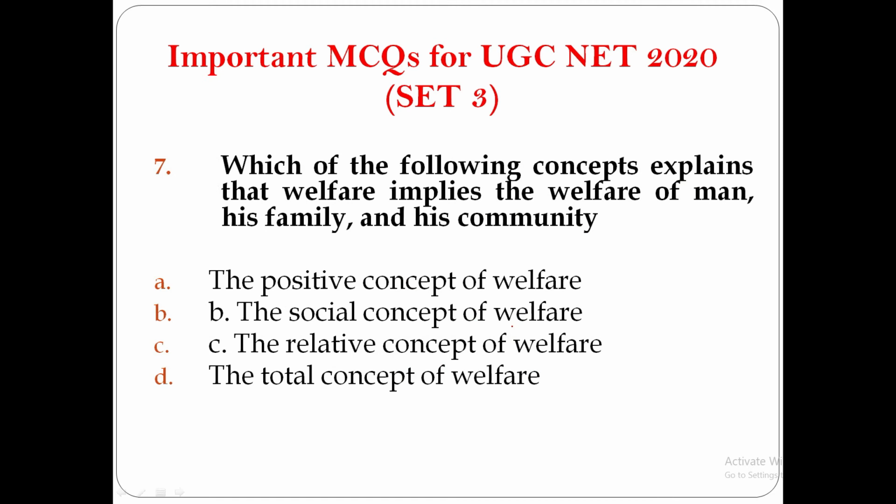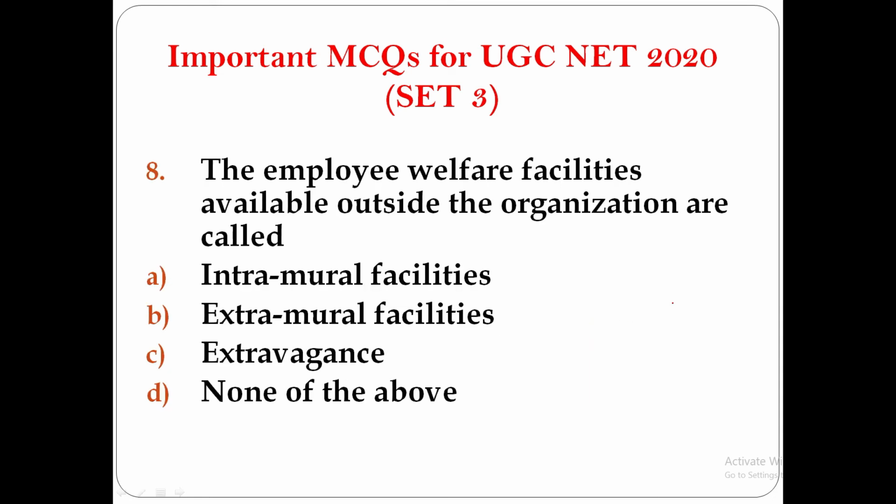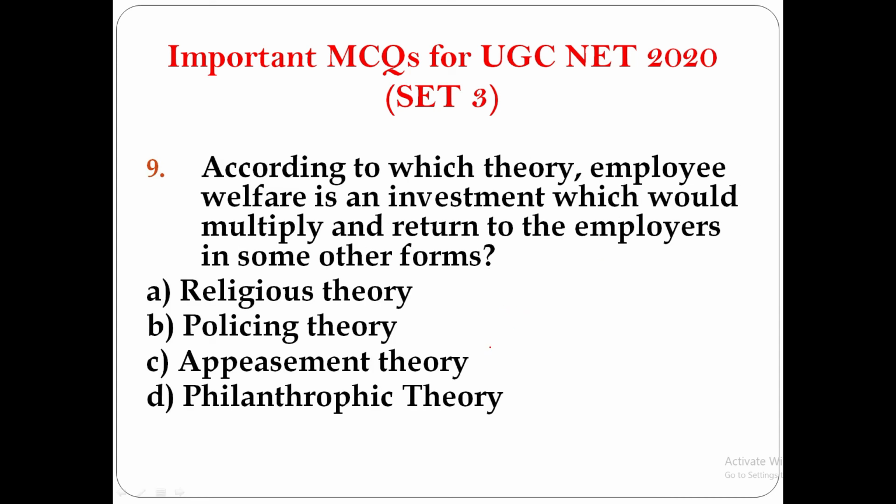So without wasting much time, which of the following concepts explains that welfare implies the welfare of man and his family? This is none other than the social concept. The employee welfare facilities available outside the organization are called extra-mural; inside it is known as intra-mural. According to which theory is employee welfare an investment which would multiply in return?